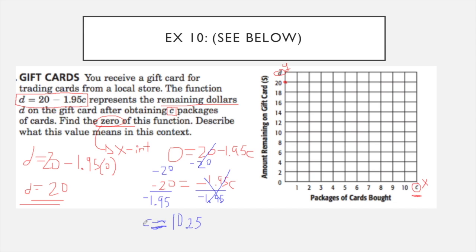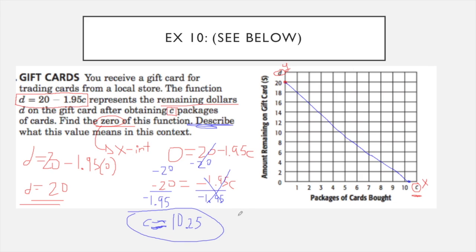So the amount of cards you could buy is about 10 and a quarter packs. So where will our graph cross here? Just a smidge above 10, right there. So if we were going to graph this, we would want to connect from here to there. So it should look just like that. Now the zero of the function is what value of x, where do we cross our x-axis? So it's at 10.25 like we said right here. That's our zero. The second thing they ask us is to quickly describe what this means in the context.